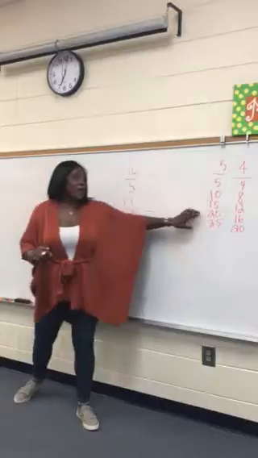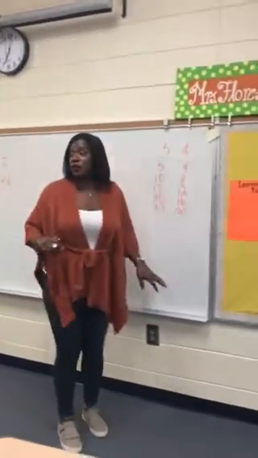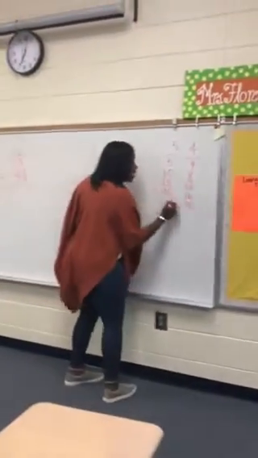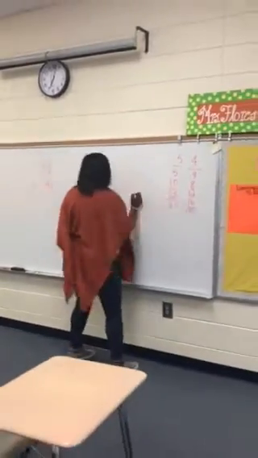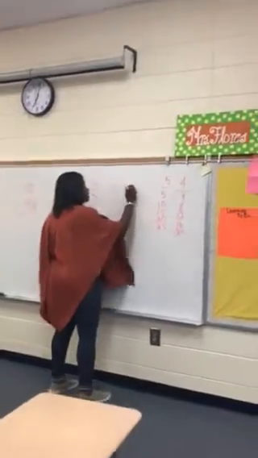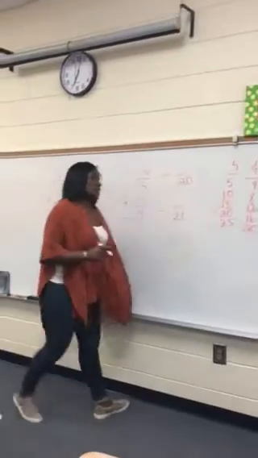Okay. What is my least common denominator? 20. Okay. So now 20 becomes my what? Denominator. It now becomes my denominator. So what's my next step?